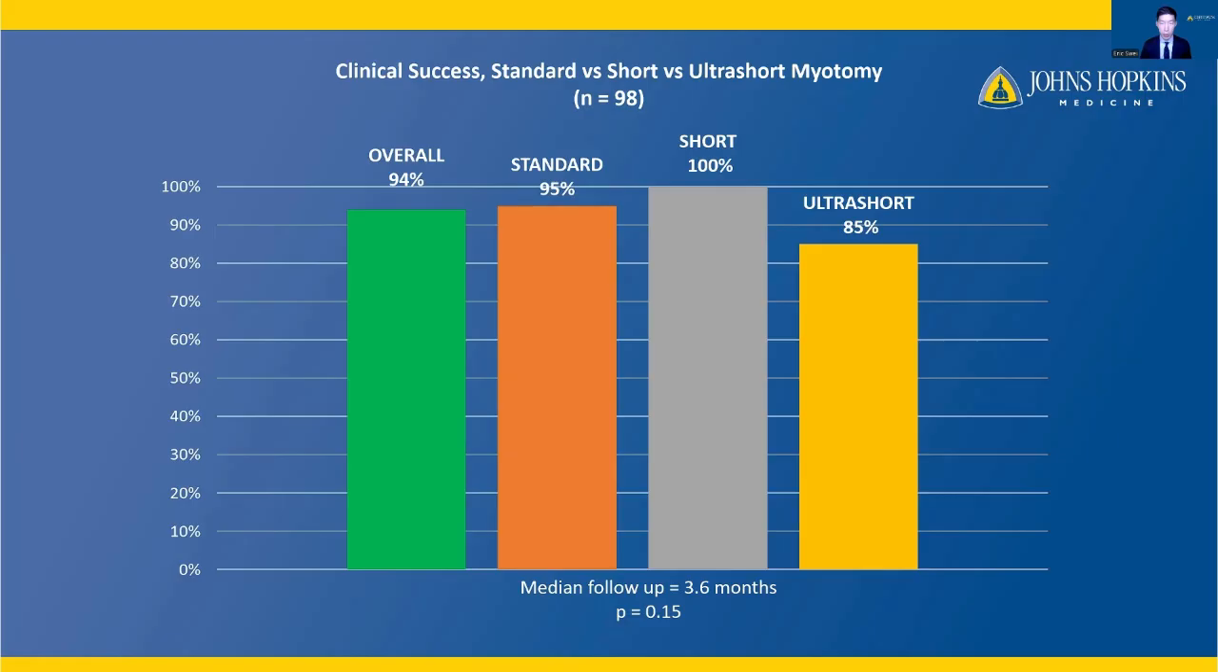Now, this difference was not statistically significant when compared to the standard or the short myotomy group, possibly due to the small sample size of only 27 patients falling into this category. However, it does suggest that there is a threshold at which a myotomy becomes too short and then ineffective. But the important conclusion from this study is that a short myotomy seems to be just as effective as a standard myotomy for the treatment of sigmoid achalasia.